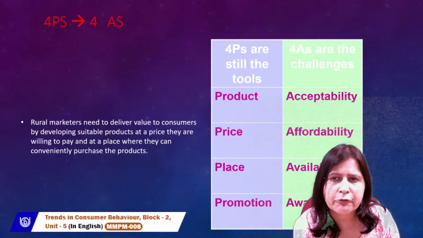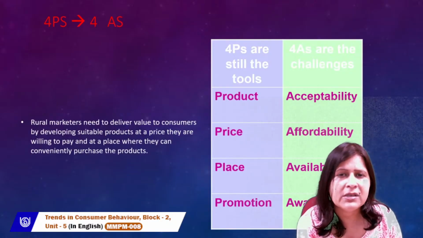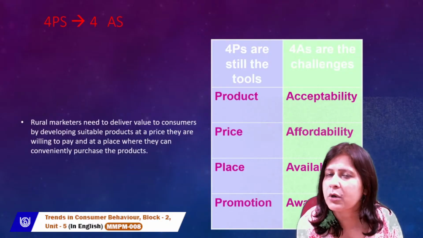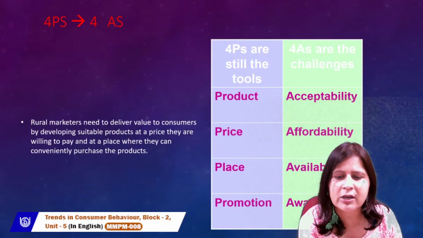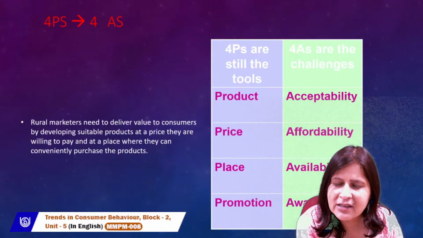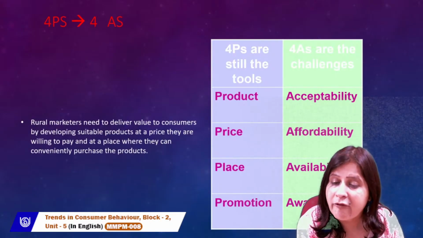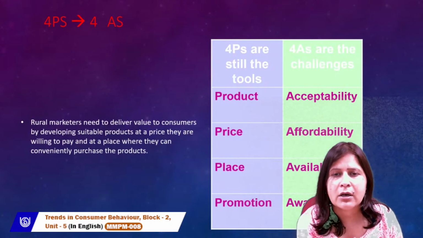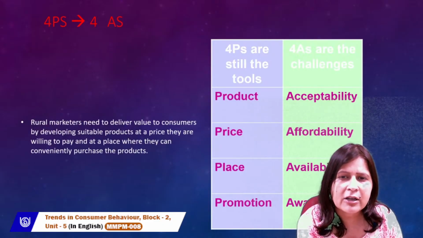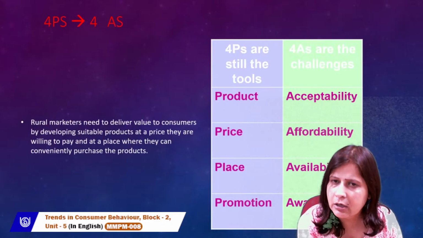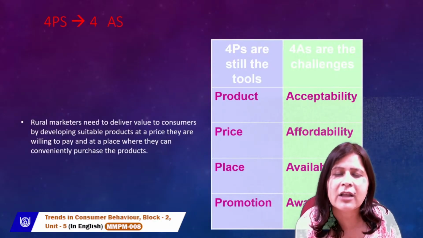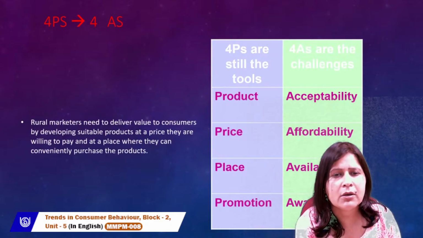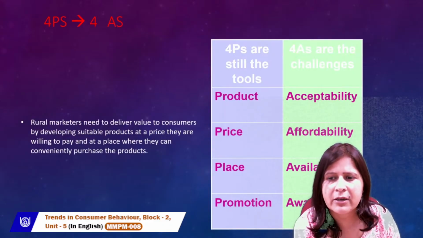So, four P's are still the tools, and four A's are the challenges, right? There are four P's and four A's. Four P's are still the tool. What are the four P's? Product, price, place, and promotion. So, develop the product as per the requirement, right? At the price they are willing to pay. It should be available, right? At the place from where they can conveniently purchase it, and it is important that you promote your product.